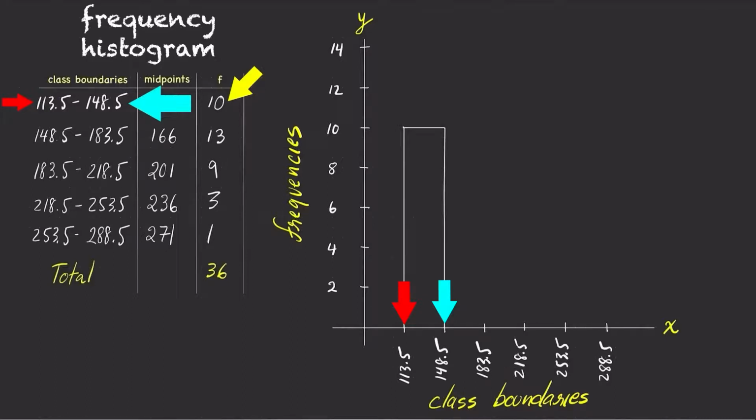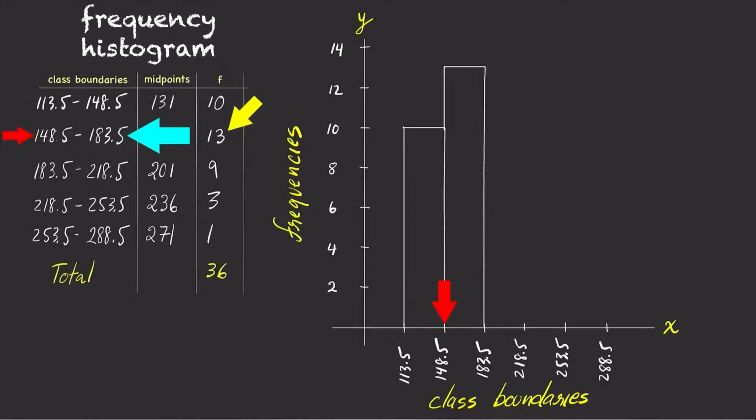on top of 148.5. For the second class, going from 148.5 and up to 183.5, the frequency is 13. So draw a rectangle with a height of 13 between the second class boundaries. Notice the left side of the rectangle is on top of 148.5 and the right side of the rectangle is on top of 183.5. And there's no gap between the rectangles.